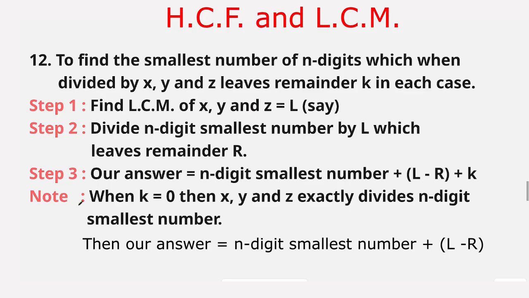Important note is that when K equal to 0, it means that in the question the remainder is 0, or X, Y and Z exactly divides the n digit smallest number, and we have to find that number. Then what we will do? We will leave this plus K part. Our answer will be n digit smallest number plus L minus R. I hope you have understood the point. I will further explain you by example.